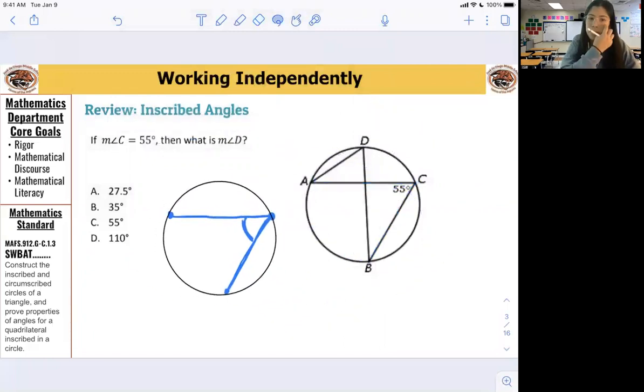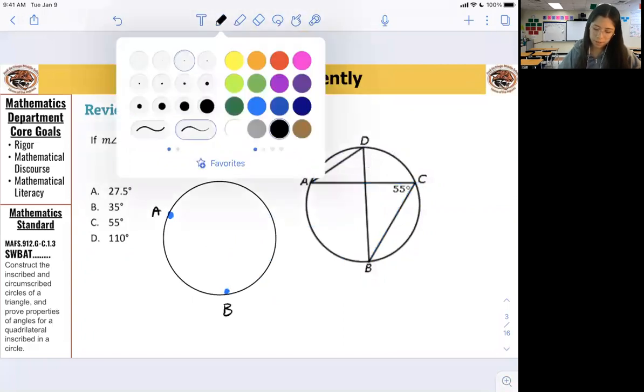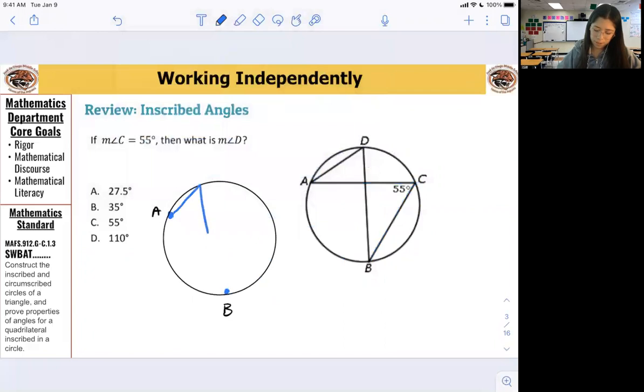Okay, so there's my inscribed angle. As long as the inscribed angle is touching A and touching B, even if it's over here, that's still 55 degrees. If it's over here, it's still 55 degrees. If it's anywhere on the circle, no matter what, it's still going to be 55 degrees. Does anyone have any questions on that?